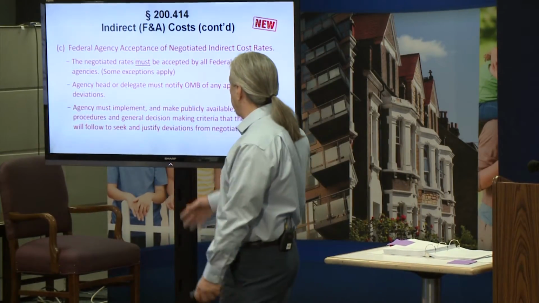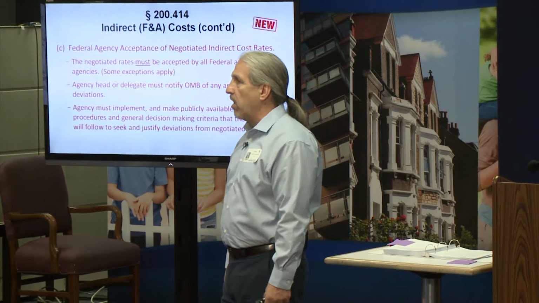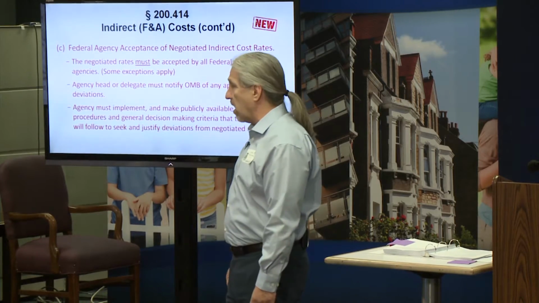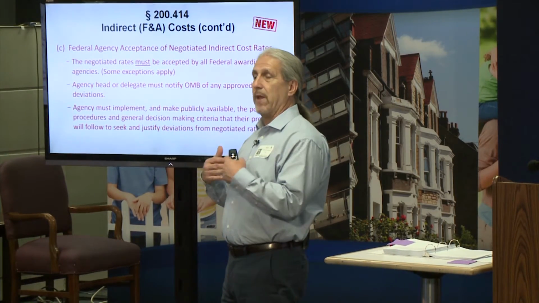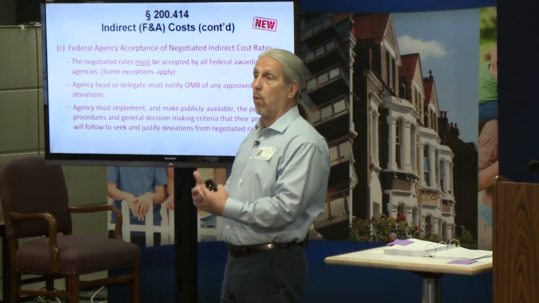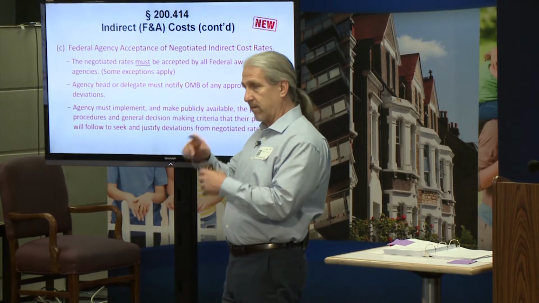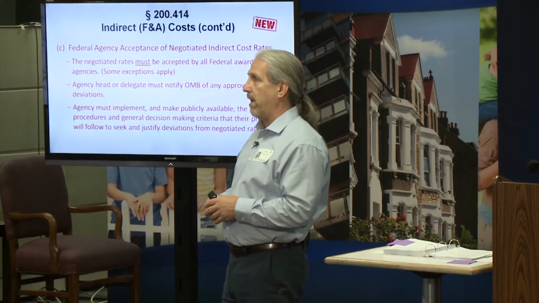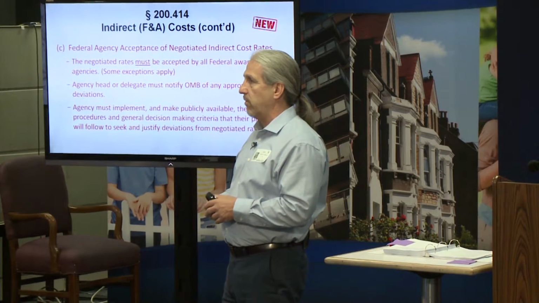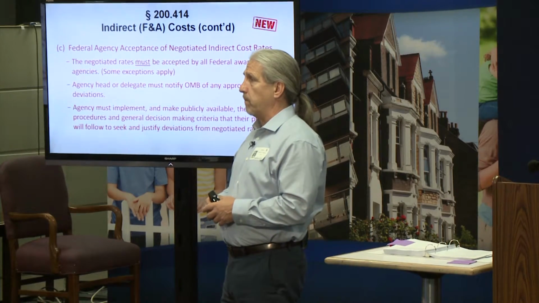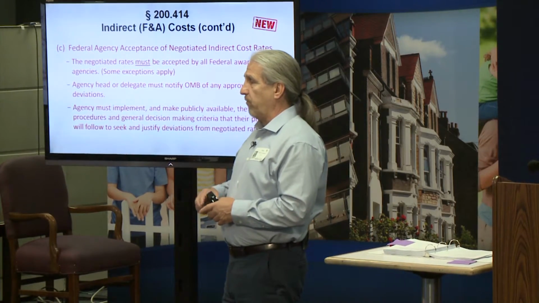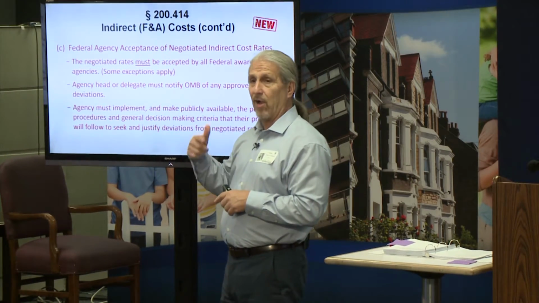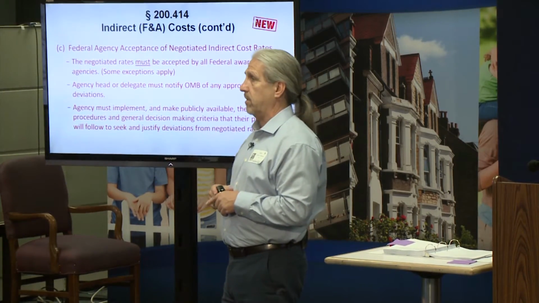So here, paragraph C under 414, federal agency acceptance of negotiated indirect cost rates. This is making it clear that agencies are required to, must, and we underline the word must, remember that should, must. Okay, so must be accepted by all federal awarding agencies. There are some exceptions to that. And so if there is any deviations, that's the mandate to the federal agency that they must notify OMB for any exceptions to that.